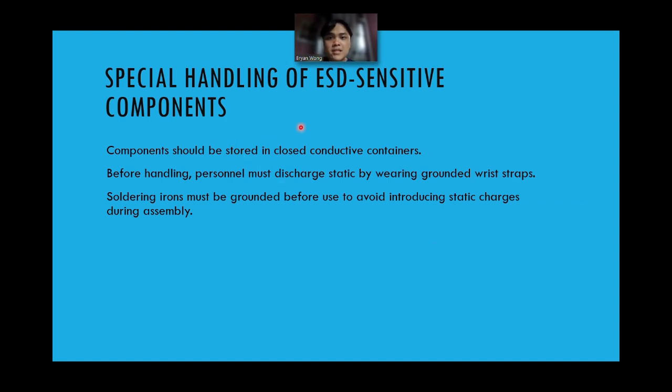Next, special handling of ESD sensitive components. So how do we handle ESD sensitive components? Let me explain. Components should be stored in closed conductive containers. Before handling, personnel must discharge static by wearing grounded wrist straps, like what was explained in the previous slide. Soldering irons must be grounded before use to avoid introducing static charges during assembly.